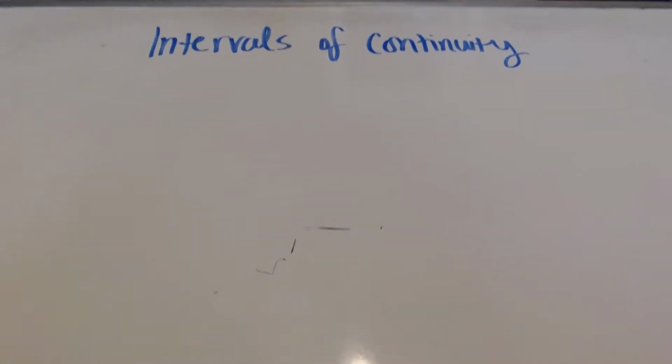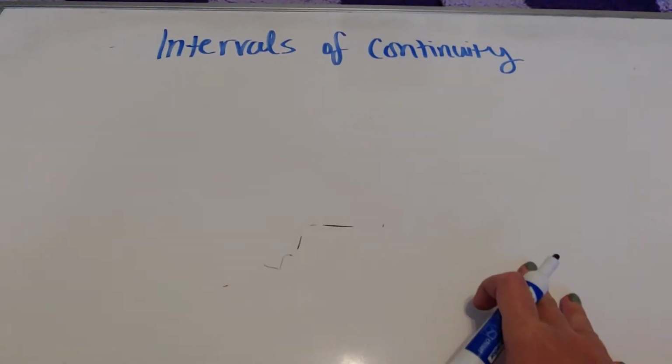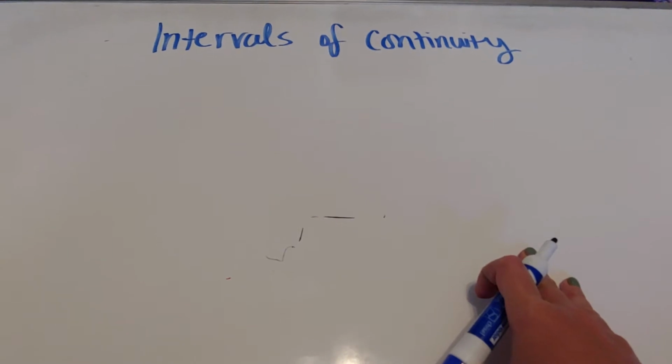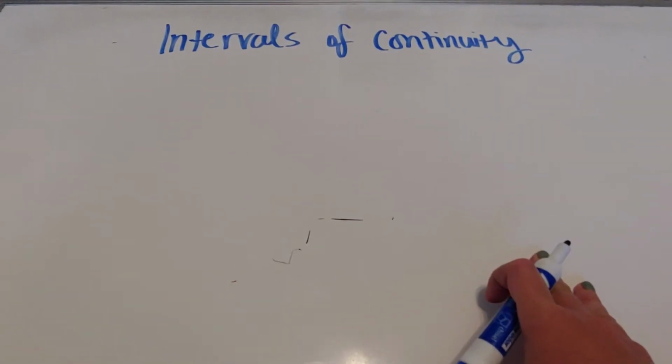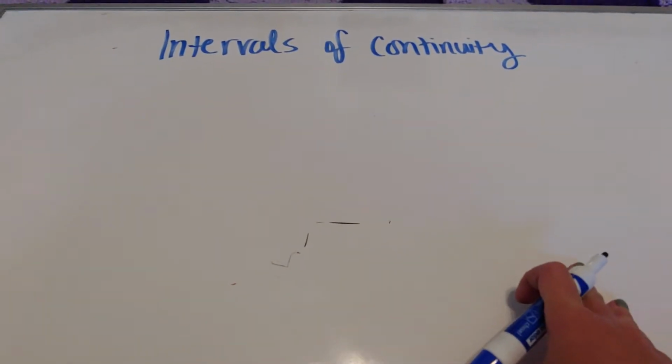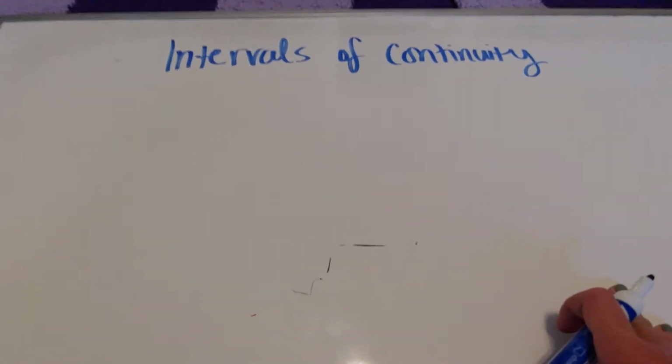In this video, we're going to be talking about intervals of continuity. Basically, this isn't asking if you're continuous at a specific spot. It's saying, give me all the numbers you're continuous at. All right, so just a couple of rules.